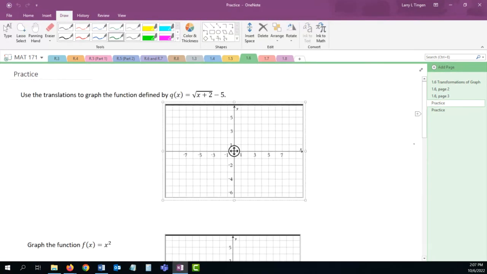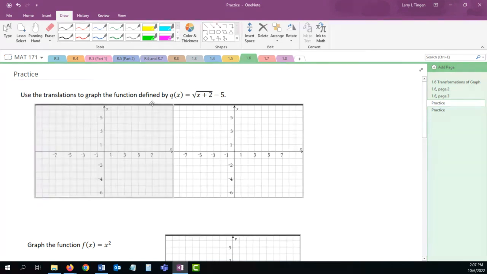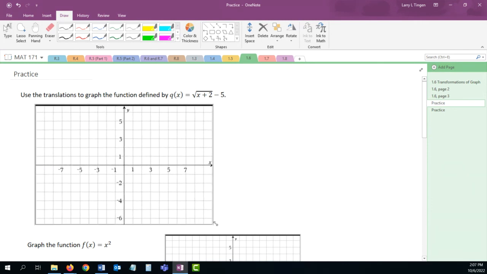So in the practice, use translations to graph the function defined by q of x is equal to the square root of x plus 2, minus 5. Now, what is the parent or mother function of this? Okay, so this is another step. The base function here is the square root of x.